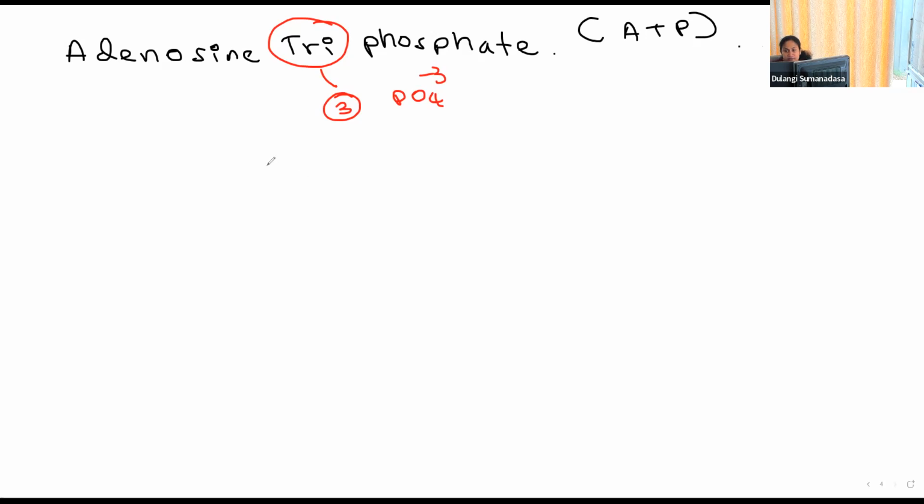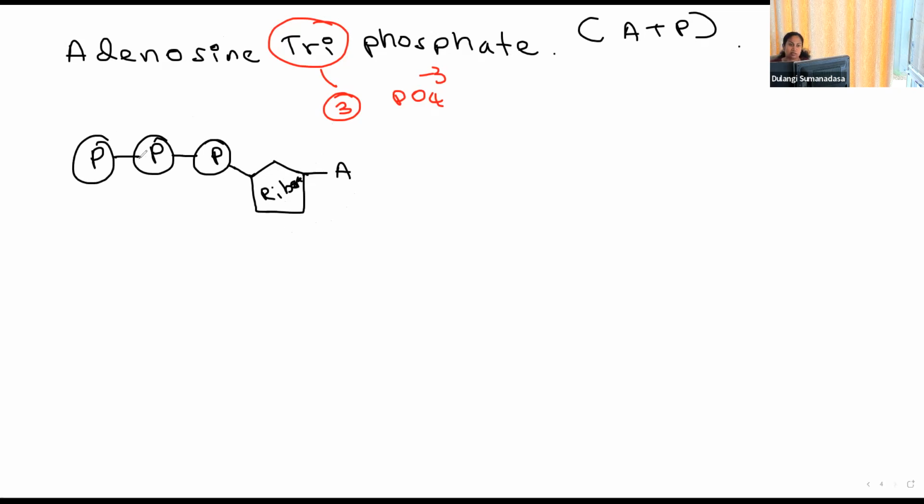Ribonucleotide, right? So you have the pentose sugar, but it's ribonucleotide, so the sugar needs to be ribose. And adenine is the nitrogenous base, and then this is the phosphate, right? So this is the ribonucleotide with the adenine as the nitrogenous base. But the difference is that not only one phosphate, there has to be 3 phosphates because adenosine triphosphate. So we are drawing 2 more phosphates. So this is what the structure is.